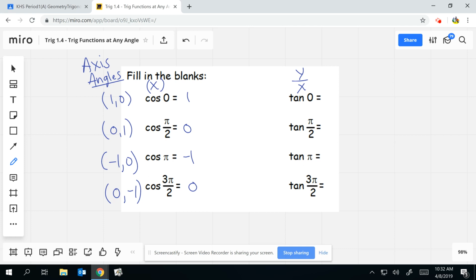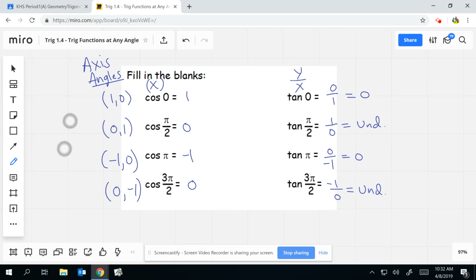So your y value is 0, your x value is 1. That's just going to be a 0. Second one, though, is a 1 divided by 0, and you can't divide by 0, so that's undefined. Tangent of pi would be 0 divided by -1, which is 0 again. And your y value in the last one is a -1, so if you divide that by 0, again, it's undefined.